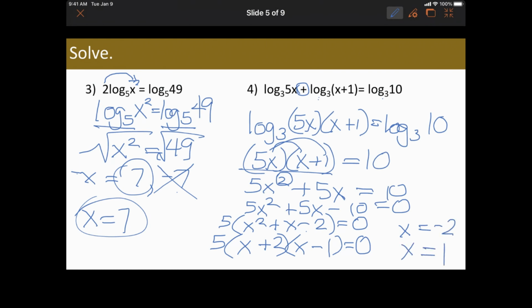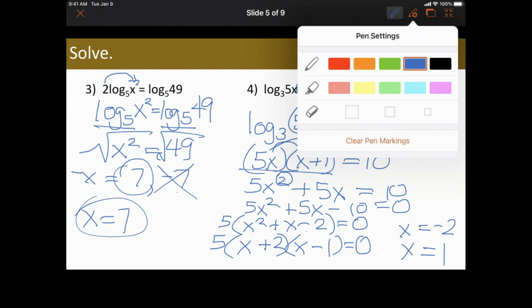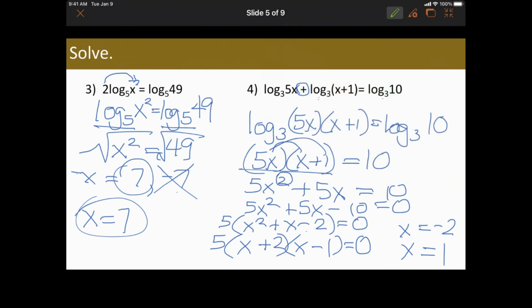I'm going to check it again. Negative 2 goes into here, that'd be negative 10, not possible. Put 1 into here, that's 5, that's positive 5. And then check this one as well. 1 plus 1 is 2. That's good. Okay.